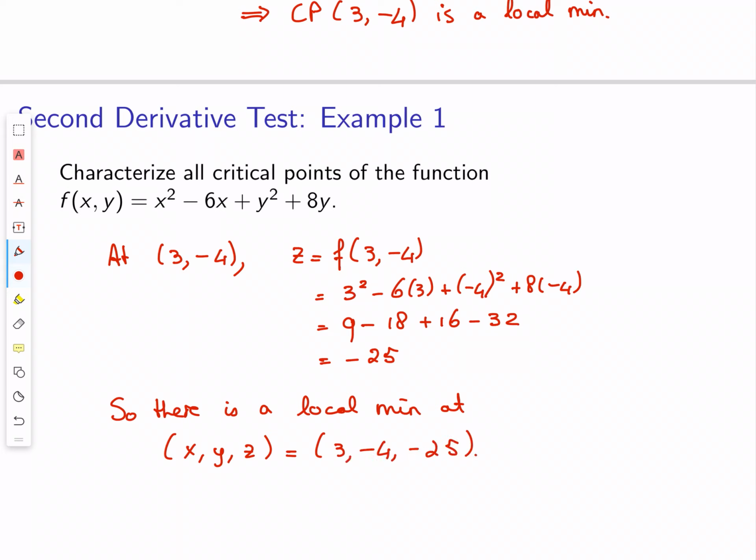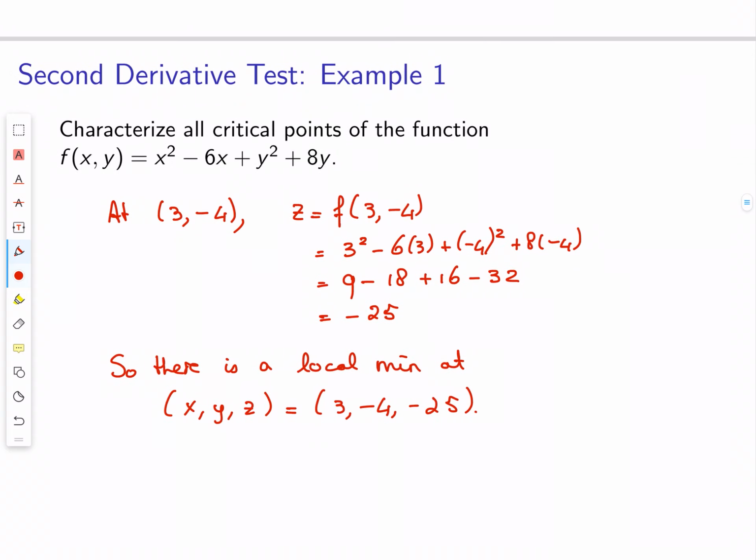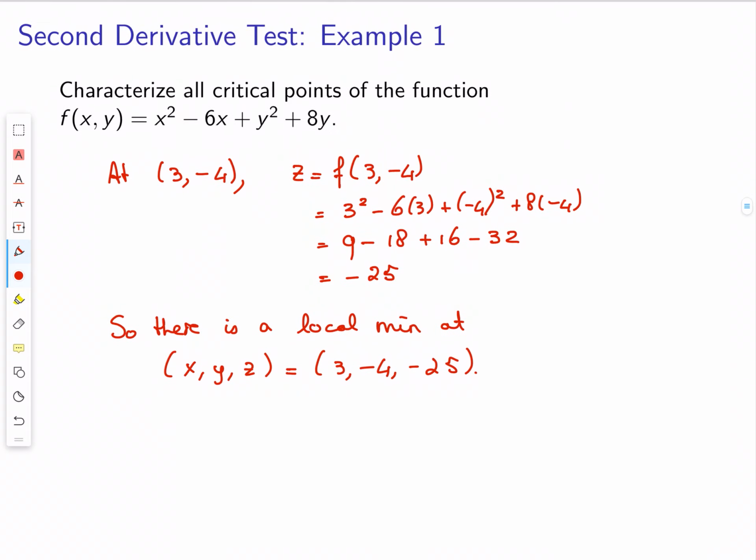Okay. And I'm quite flexible about how you report these answers. If I want you to give me the triplet XYZ, I'll be very clear that that's what you would need to do. All right, so we have a local minimum here.